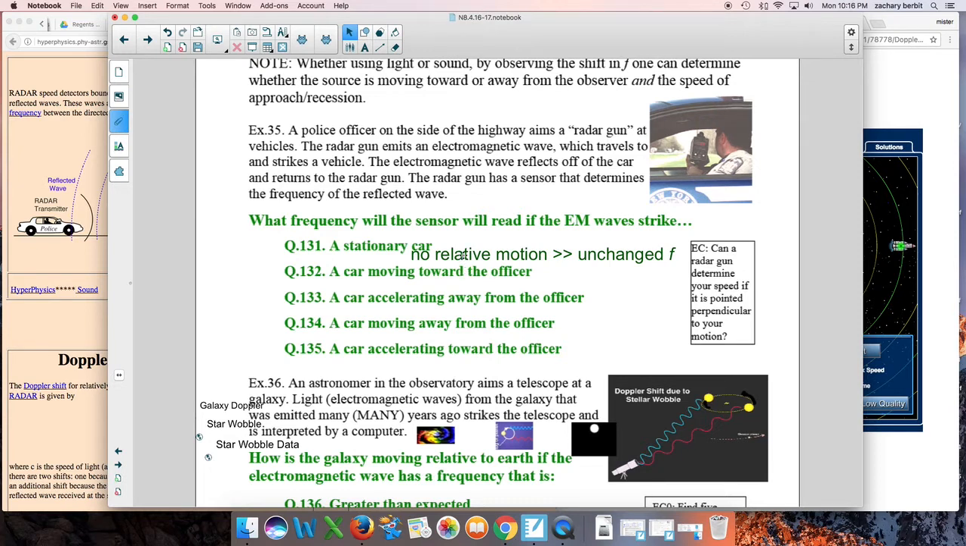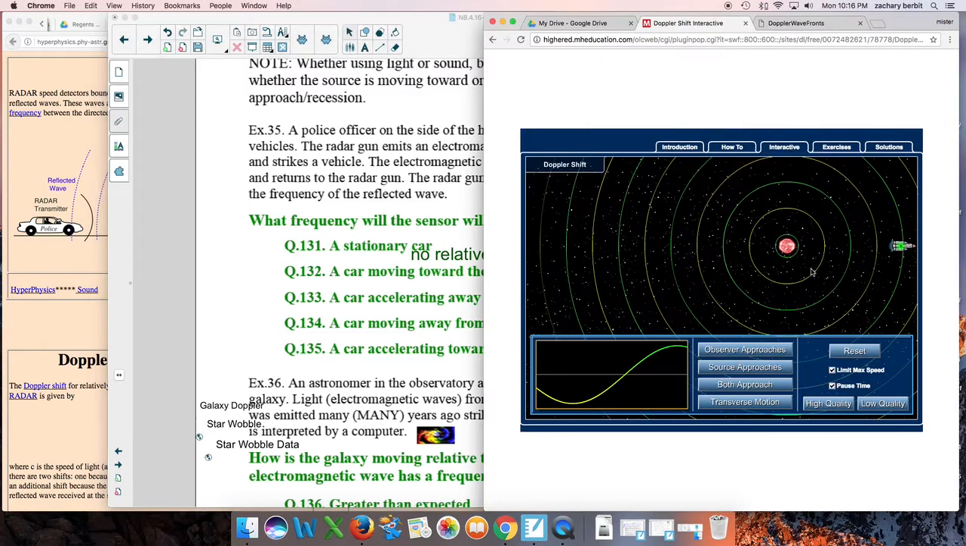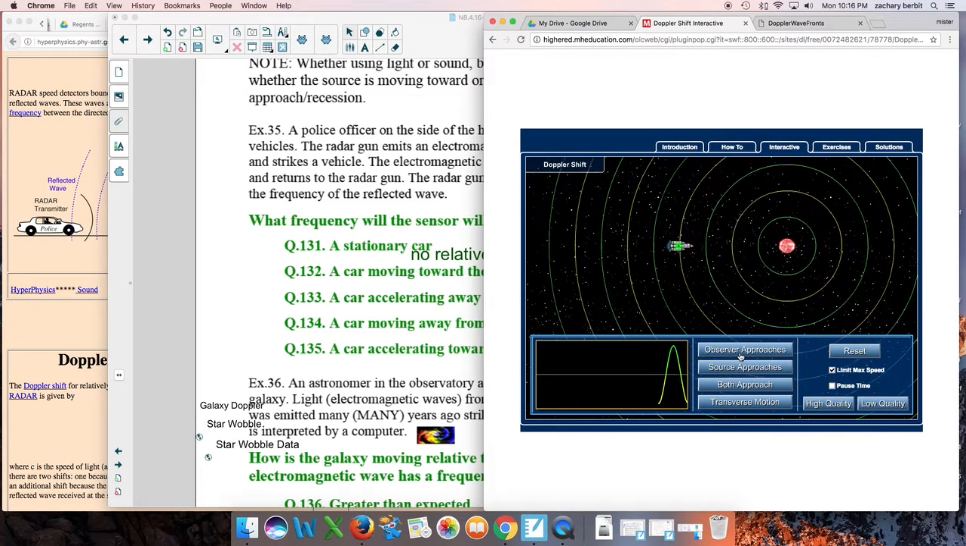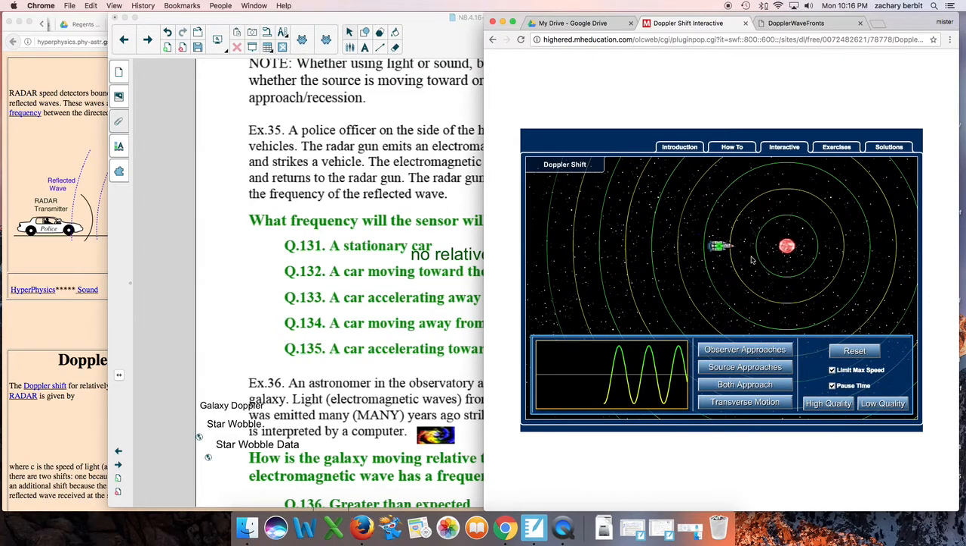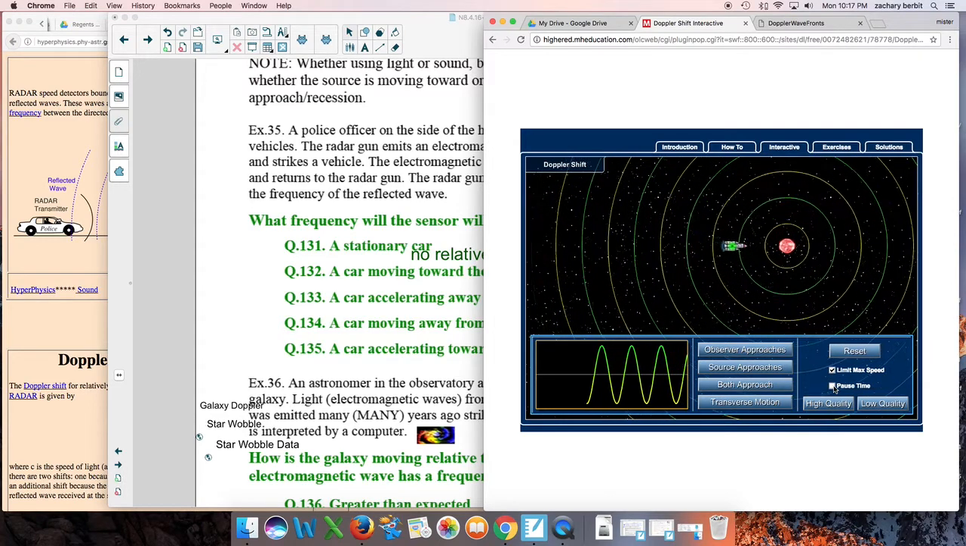Well, if the car is moving toward the officer, it's just like this situation where the observer approaches. So the car is moving toward the officer. The officer, in a sense, is sending out these waves just like the star. And the car is going to intercept them more frequently and actually reflect them back more frequently.